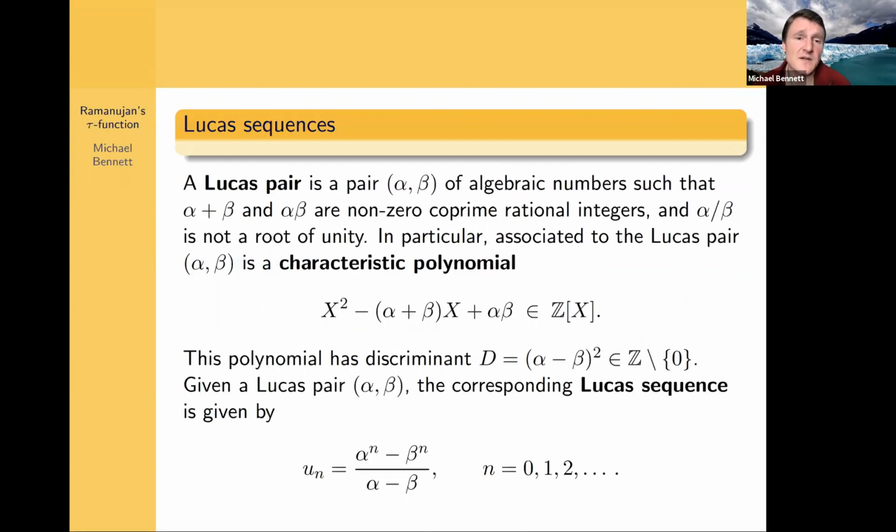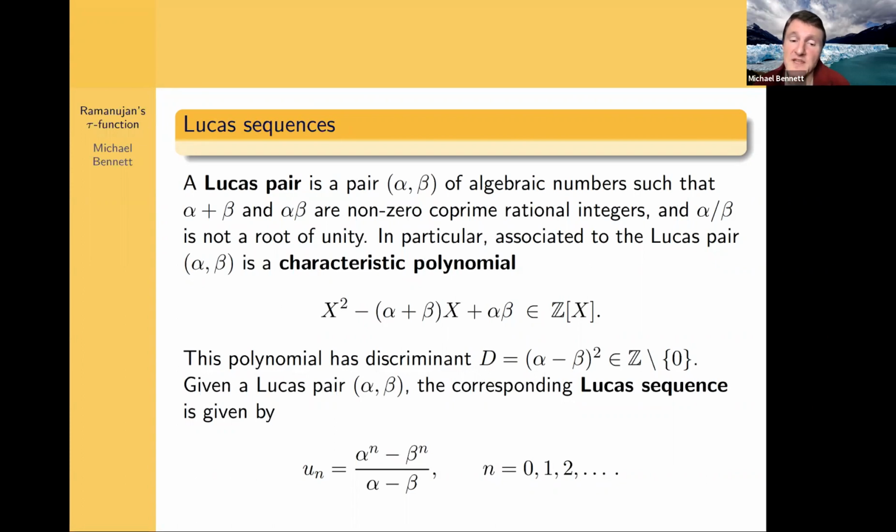So we are going to look at binary recursion sequences. A Lucas pair is a pair of algebraic numbers such that their sum and their product are non-zero coprime integers. And to avoid degeneracy, we want the quotient not to be a root of unity. And so we associate to that a particular characteristic polynomial. So this is, again, just a degree 2, it's binary. And this thing will have a non-zero discriminant.